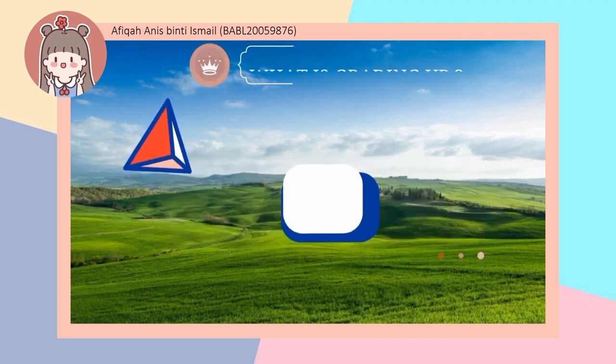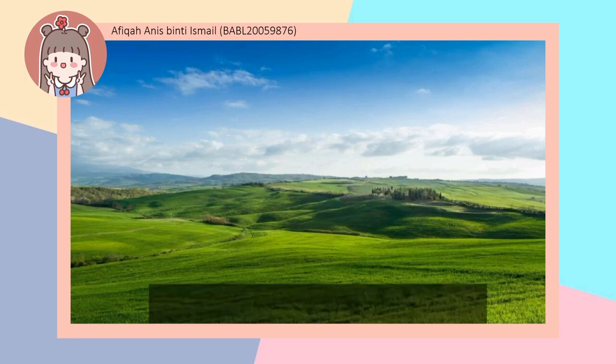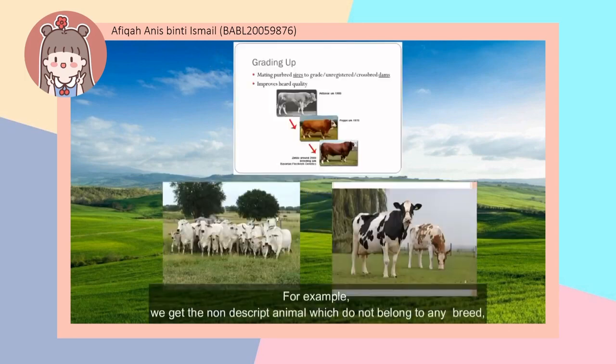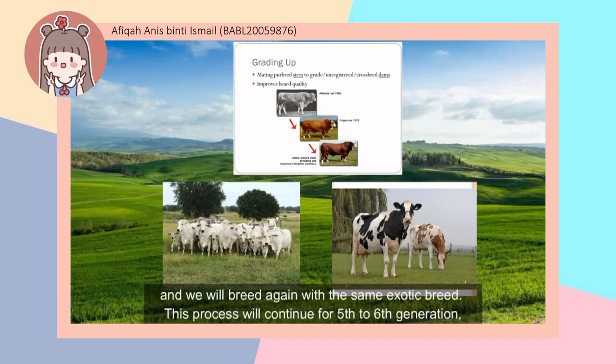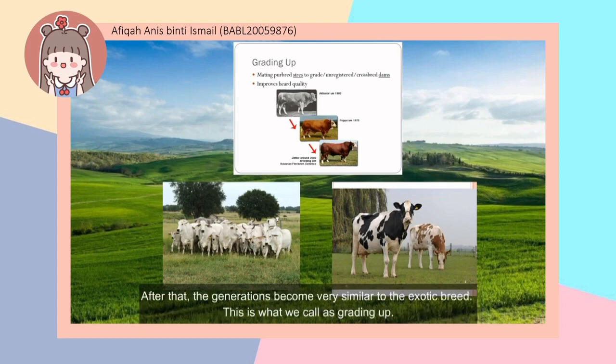For example, we get a nondescript animal which does not belong to any breed, and we will breed it with some exotic breed and get their offspring. And when we get their offspring, we will breed again with the same exotic breed. We continue for 5 to 6 generations, and after that, the generations become very similar to the exotic breed. This is what we call grading up.